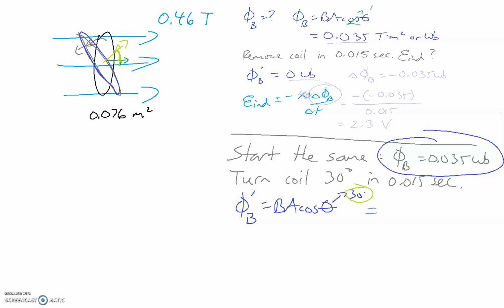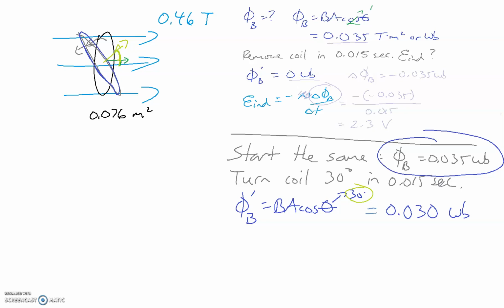So I've got my BA cos theta. My B has not changed, I still have my 0.46 for that. My area has not changed, and then I'm going to multiply that by the cos of 30, and I will get a flux of 0.030 Webers. As you can see, it didn't change much, which makes sense based on the diagram and how it's set up.